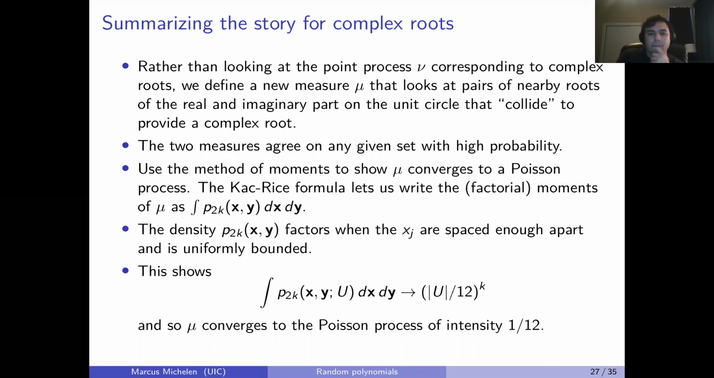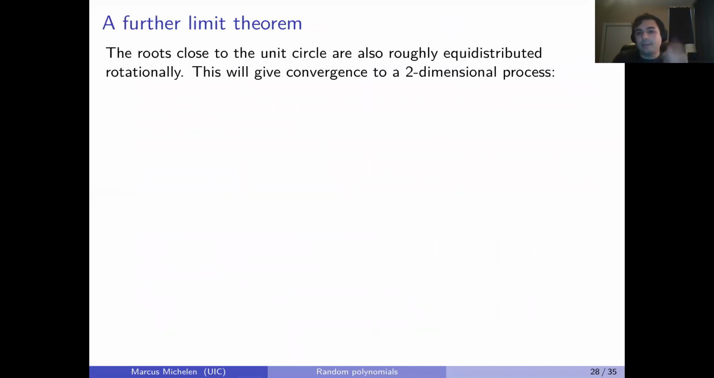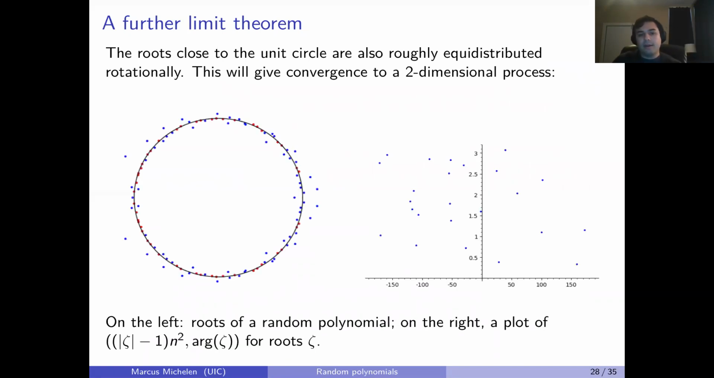Okay. Let me maybe mention one extra thing we get to pick up as gravy here. Right? This also shows that the roots close to the unit circle are going to be roughly equidistributed. So you get a Poisson process, and in fact, the arguments of them is going to be uniformly placed. So here's a picture. In red on the left, I have the roots close to the unit circle. And then I've done a transformation on the right where my x-axis is the distance to the unit circle when I rescale, and the y-axis is the argument of these roots in red. So they are uniformly distributed, and you get a two-dimensional Poisson process if you look at it like this.